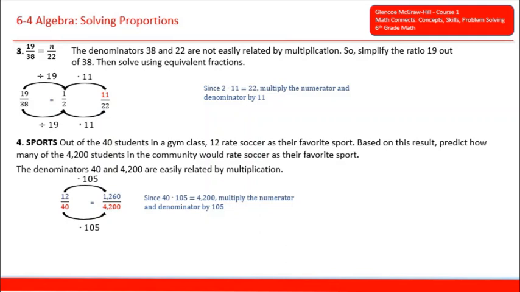So I did that real quick on this slide. We would have to do some math, maybe find the least common multiple and go up from there. So about 1,260 out of the 4,200 students rate soccer as their favorite sport.